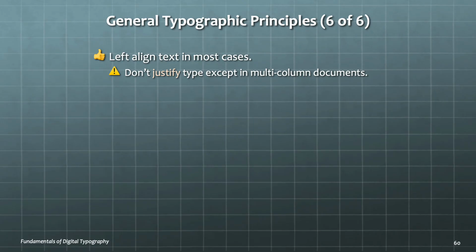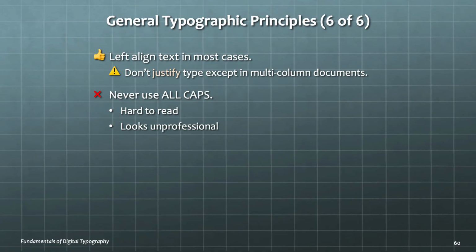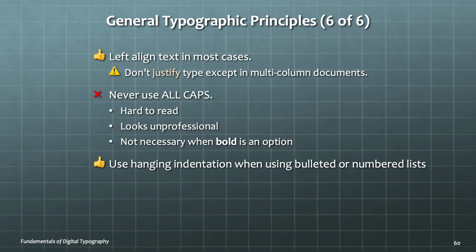Justification, in case you don't know what it is, means forcing all lines in a block of text to align to both the left and right borders. This will stretch or compress the lines of text to make it fit into the space, which for some lines may not look right. There are complex adjustments that the software will often make to make it look better, but it should not be used except in well-defined columns. Don't use all caps, ever. It's hard to read, it looks unprofessional, and it's not necessary when bold is an option.